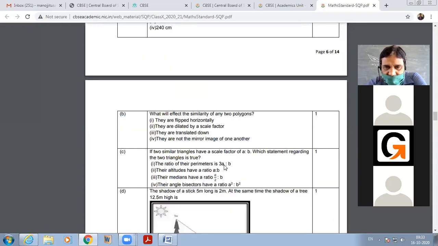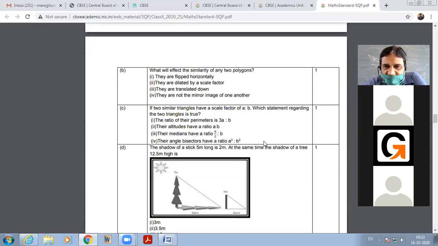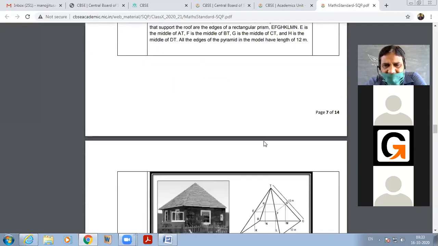Like this. Okay. Example: if two similar triangles have a scale factor of a:b, which statement regarding two triangles is true? The ratio of their perimeters is 3a:b. Their altitudes have a ratio a:b. Their medians have a ratio a/2:b. Their angle bisectors have a ratio a²:b². Can you say this one? Their altitudes have a ratio of a:b. Yes. Okay, good.